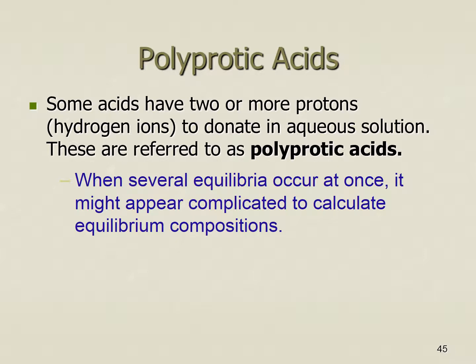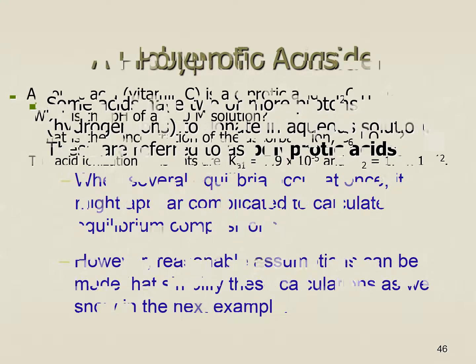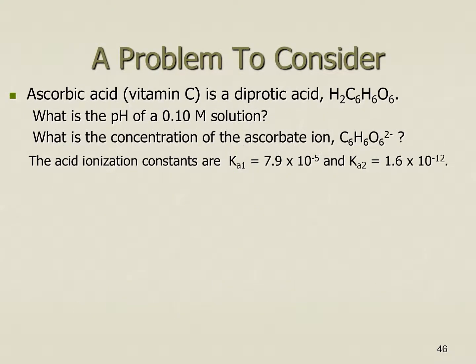It could be fairly complicated to do some equilibrium compositions. And it depends on the difference in the Ka values between the two steps, and also what the initial concentration is, and also what you're looking for. I think we're going to do an example in just a minute. We're going to make some simplifying assumptions like we've done in previous problems, and make even more possibly to see what happens with the second equilibrium.